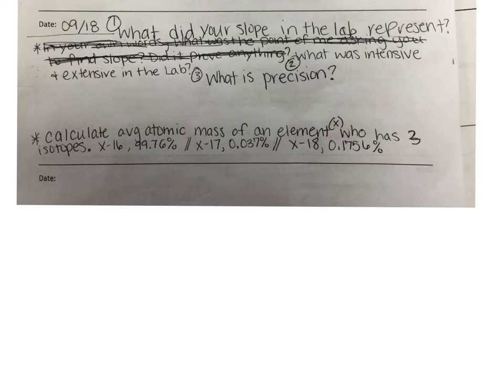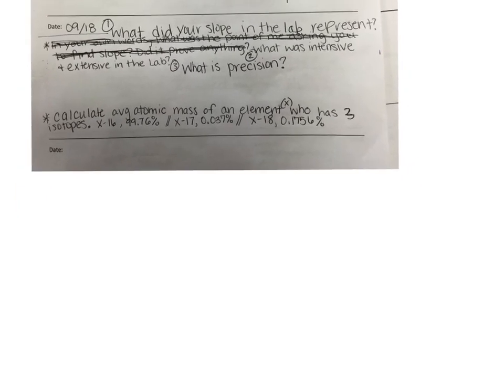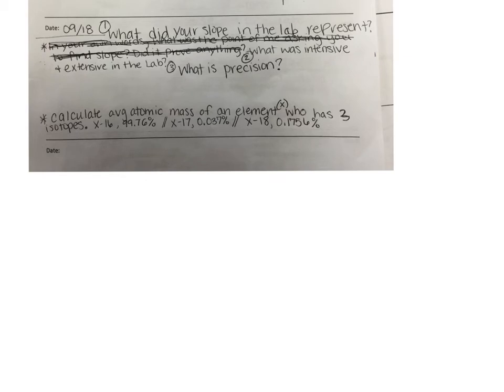So our first warm-up question, okay? What did our slope in the lab represent? Who can raise their hand and tell me, what did your slope represent? Think about it for a second, because you basically had an X and a Y axis, right? You had mass on one of them, and volume on the other. So what is mass divided by volume that you learned about over the summer? Density, exactly. So number one, your answer is density.